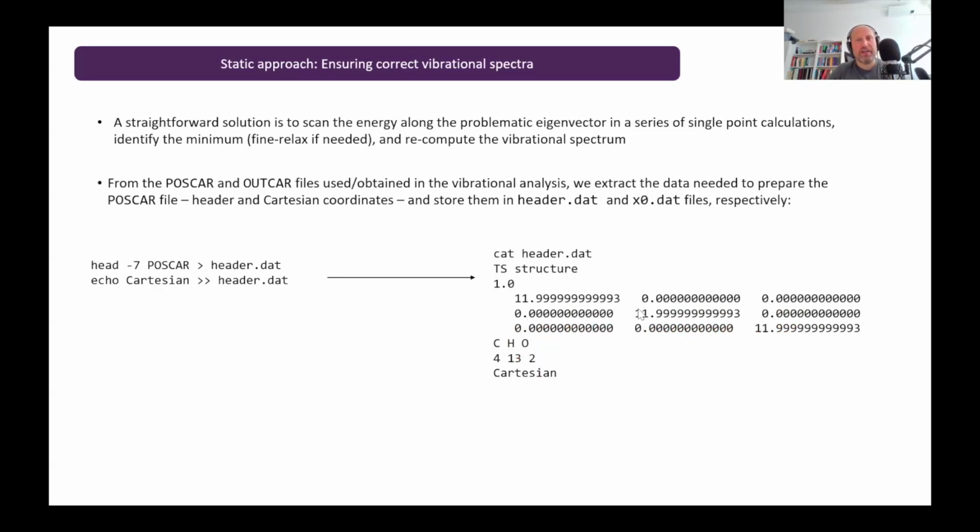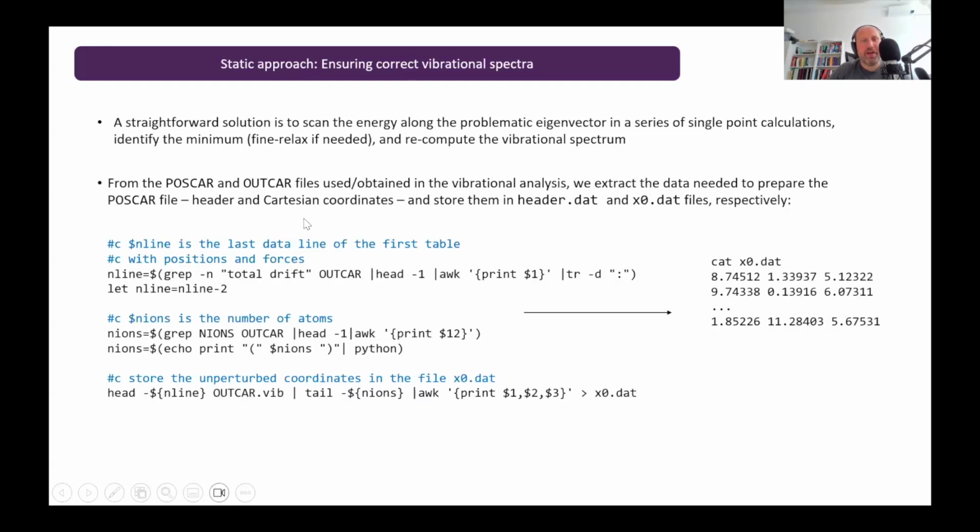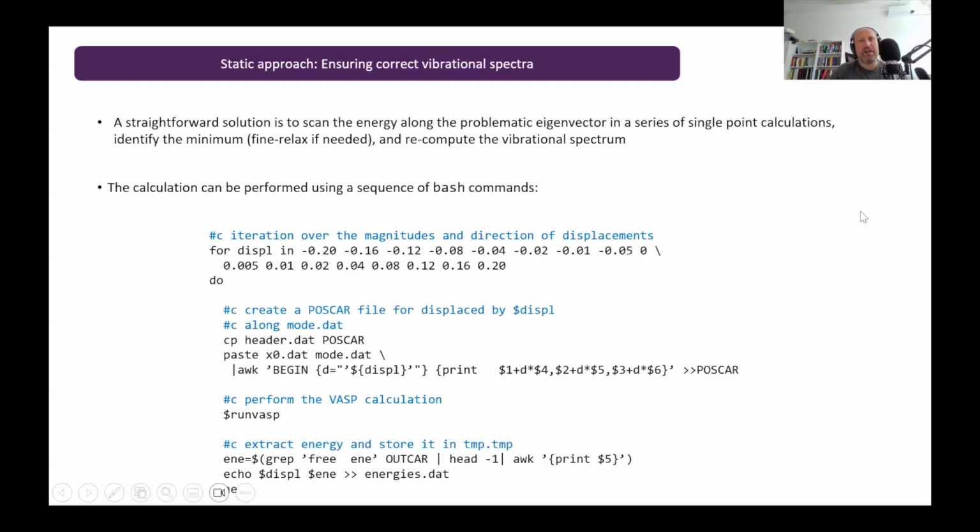Then we need to extract the information that allows us to construct POSCAR. So we take a header from the POSCAR file. We take the first 7 lines, and we add the keyword Cartesian because we are going to work with Cartesian coordinates. We also need Cartesian coordinates for the unperturbed system, and we can extract those from the OUTCAR file generated by the vibrational analysis performed in the previous step. Okay, so this is a series of bash commands I'm using to extract this information, but you can also copy paste this by hand from the OUTCAR file from the table where positions and forces are listed. Okay, and I store my Cartesian coordinates in the file called x0 dot.